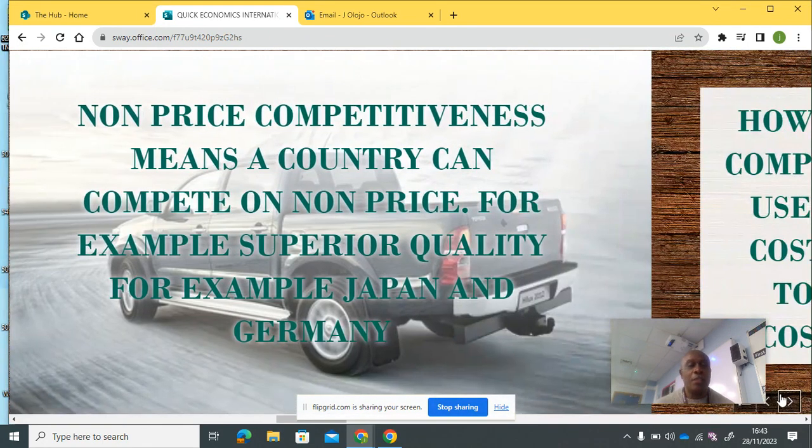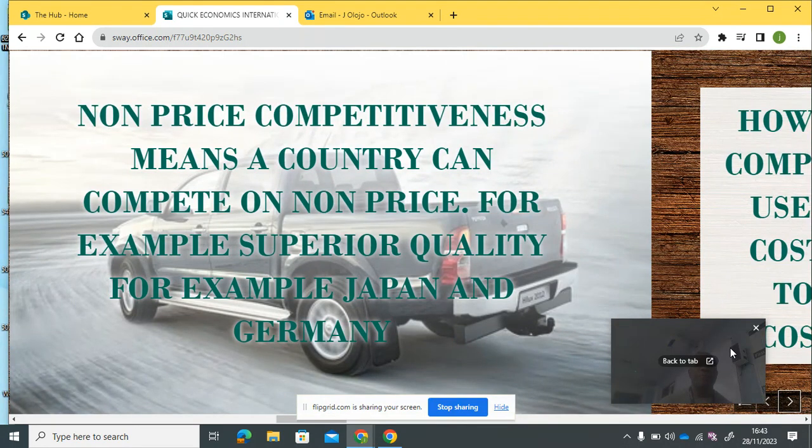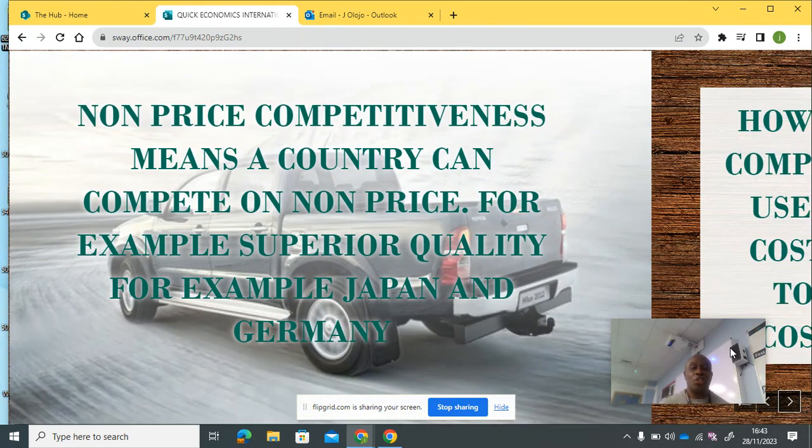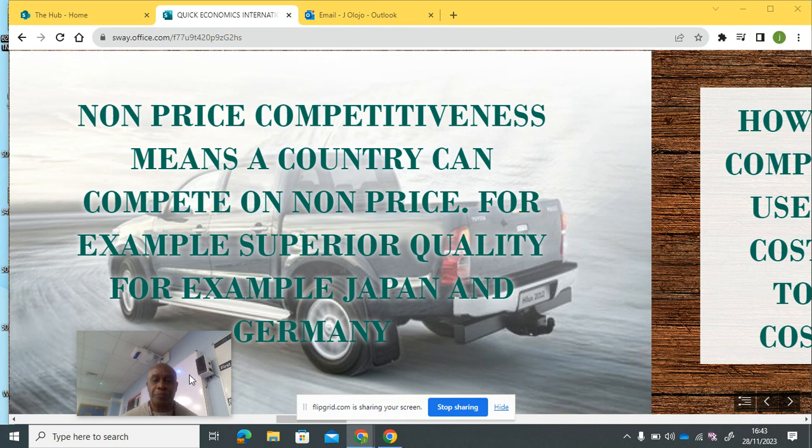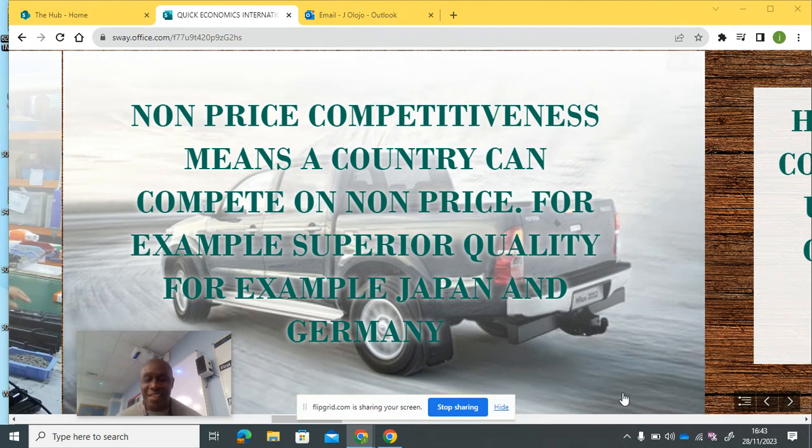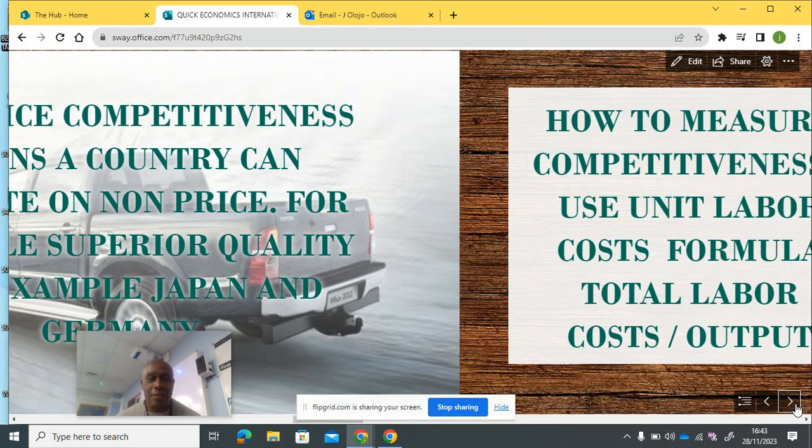Now, the other type of competitiveness is non-price competitiveness, such as countries like Japan and Germany. Think about Toyota, think about Mercedes. These are countries that have become competitive based on quality. Okay? So those are the two types of competitiveness that you should remember. Okay, so let's carry on with this.